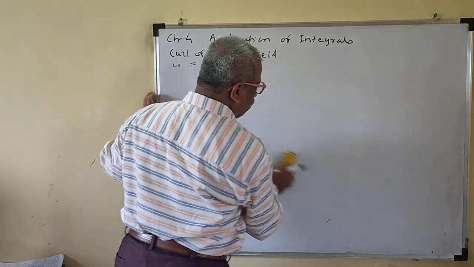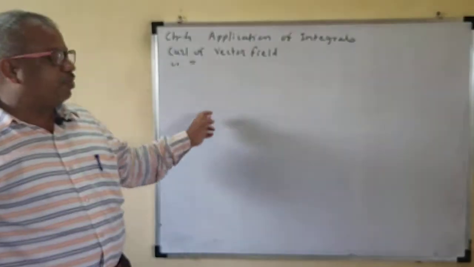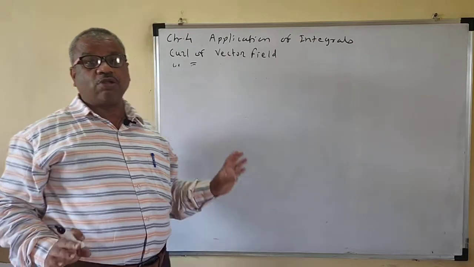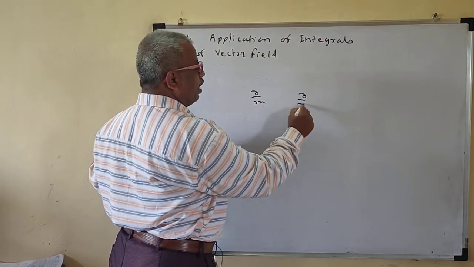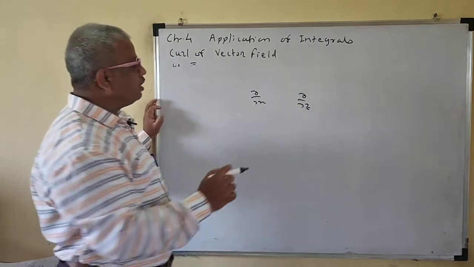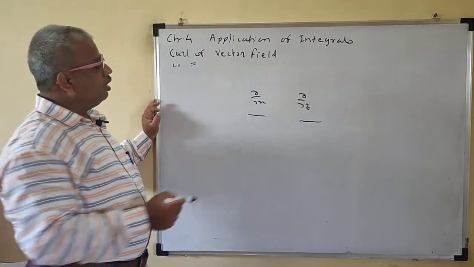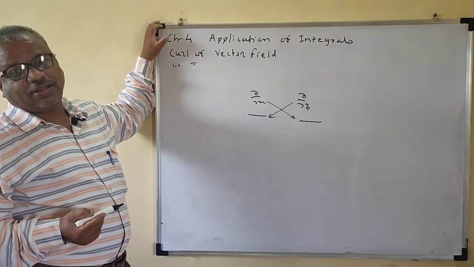So take the decision from the option. If your first and third components are the same, you have to find only the second component. Just write dou by dou x and dou by dou z. You have to find the second. So this is the first component. This is the third component of the F bar. Just find dou by dou x of this one, dou by dou z. So you will get the second component.